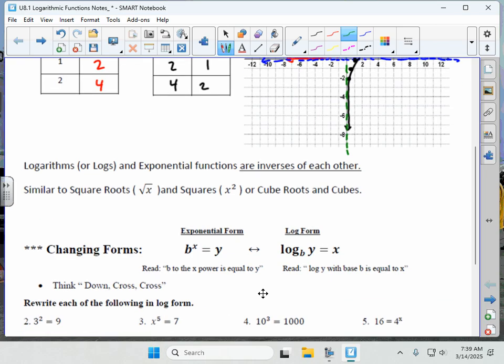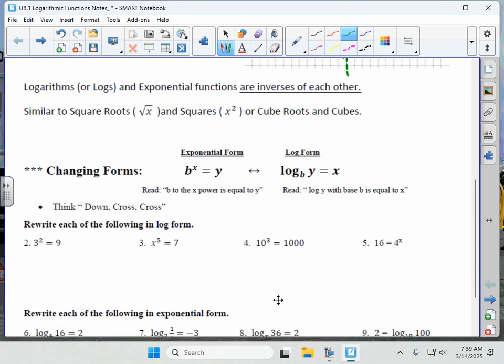All right, so if we want to change forms, that's going to be the basics of logarithms and exponentials, is to change forms from one form to the other. It's similar to a mixed fraction and an improper fraction. So 2.5 and 5/2, they're equal to each other, they just look different. And that's what we're working with here with exponentials and logs. They're going to look different, but they actually are the same thing.